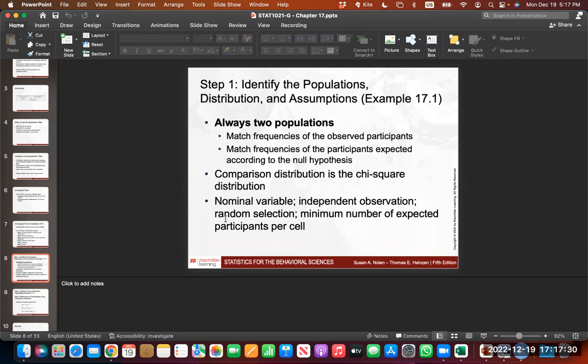Yes? So even though it seems like in this example the observed is very different from expected, you can't just say, oh, so of course there's an effect. You have to see if it actually exceeds the critical value. Exactly. So you would need to test this to determine statistical significance.